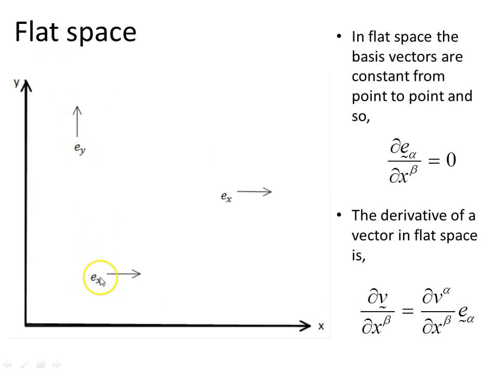Alright, now in flat space the basis vectors are the same everywhere, from point to point. In the x direction, in the y direction, in this two-dimensional manifold here, two-dimensional Euclidean space, these are constant unit vectors and their partial derivative is zero. They're constant, wherever you look. Now, so the derivative of a vector in flat space is dv dx beta is the partial derivative of the components times the basis vector. That extra term we saw on the previous page disappears here because these are all constant and their derivatives are zero.